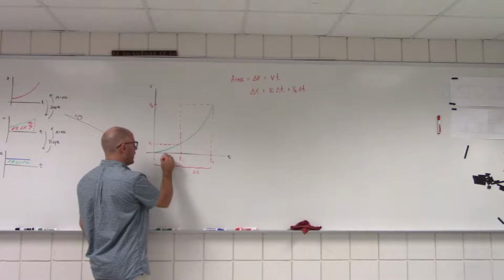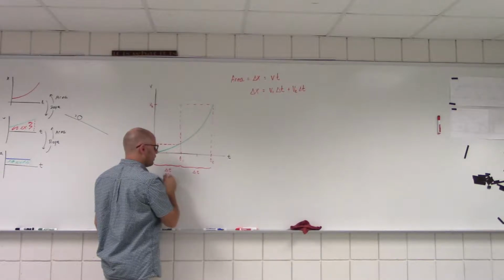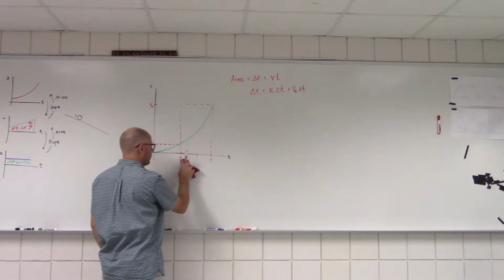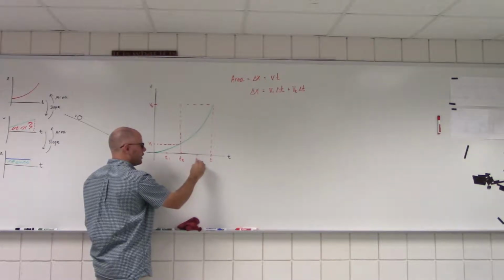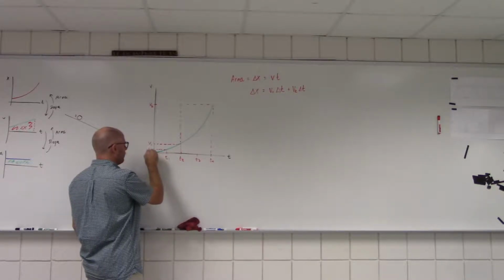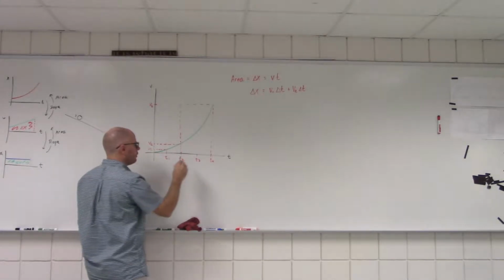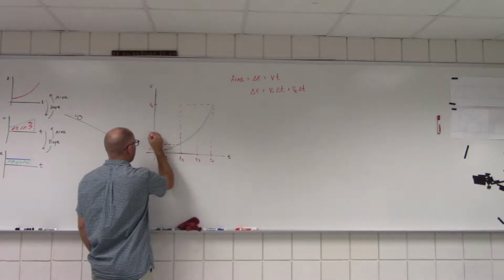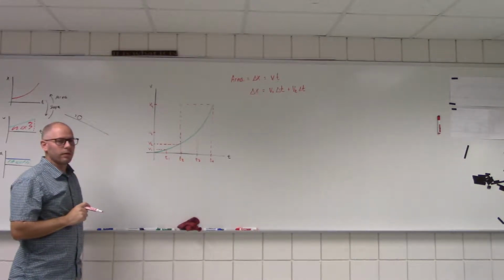I'm going to take my t1 and break it up into two sections. Take my t2 and break it up into two sections. Now what I have is a new t1, new t2, t3, and t4. That's my new v1, v2, v3, and that one is now v4.